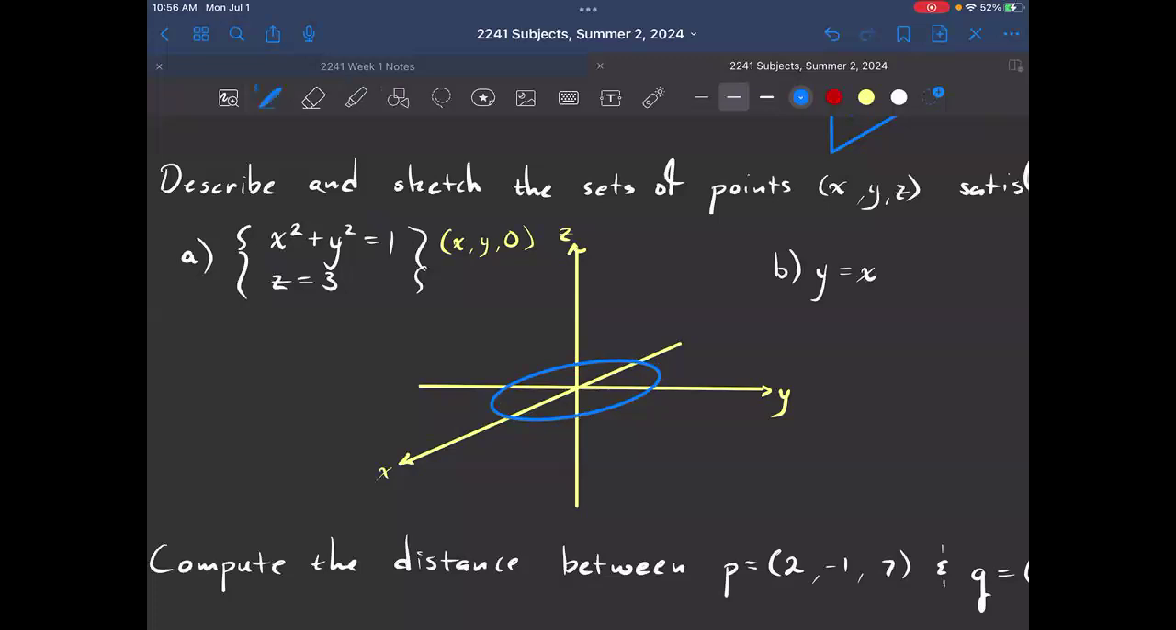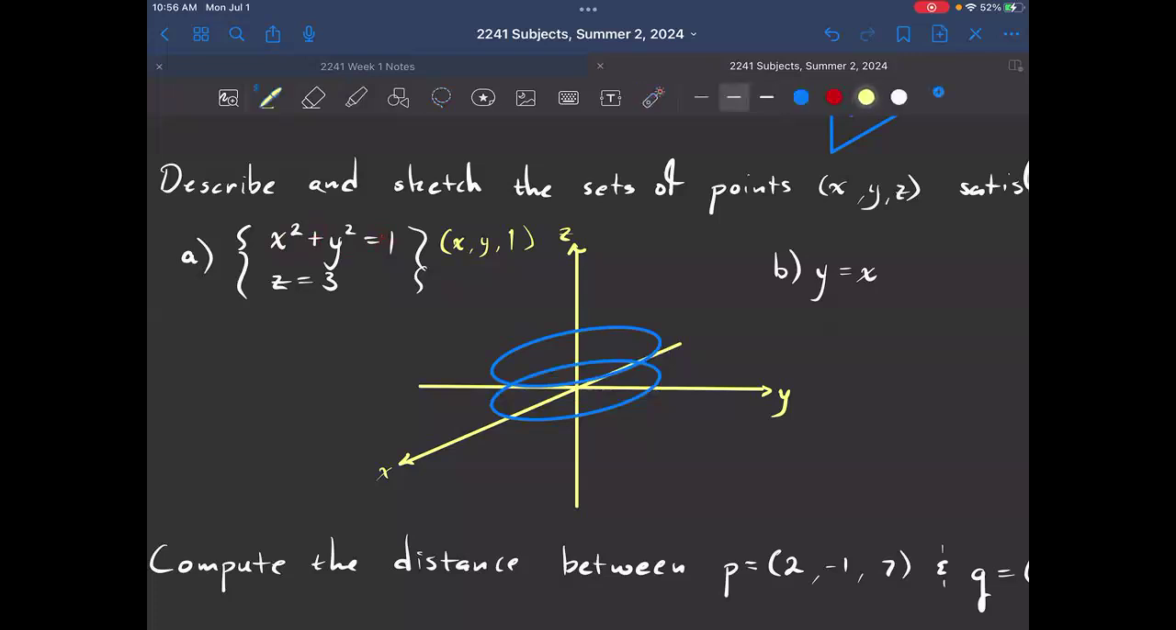Except, wait a minute, this also works if I put a 1 there. And then what I have is that I can move this circle up 1 unit along the z-axis, and it still satisfies this equation right here.